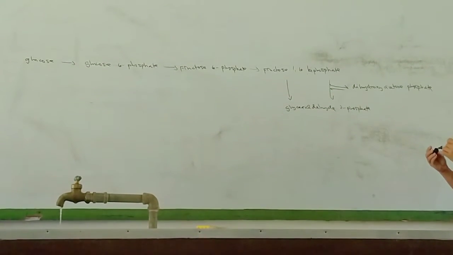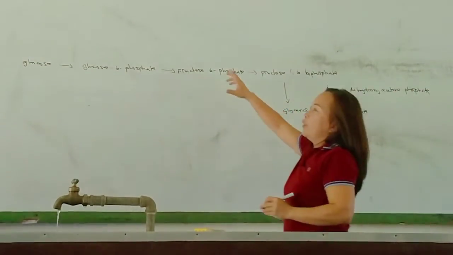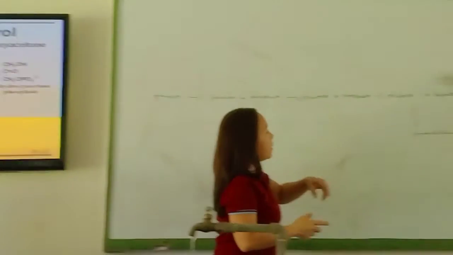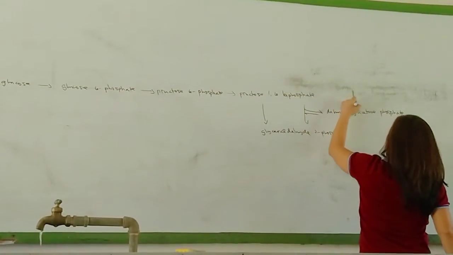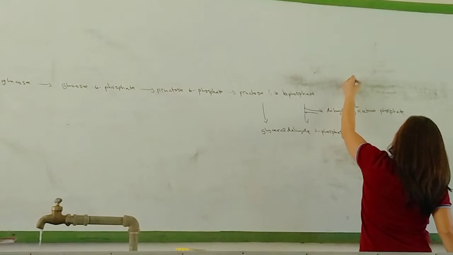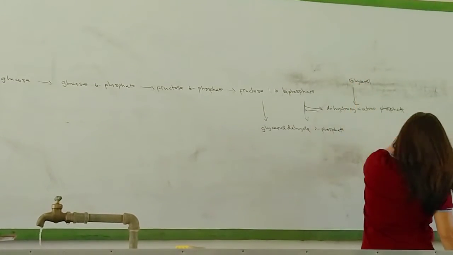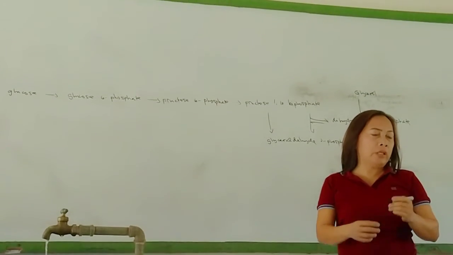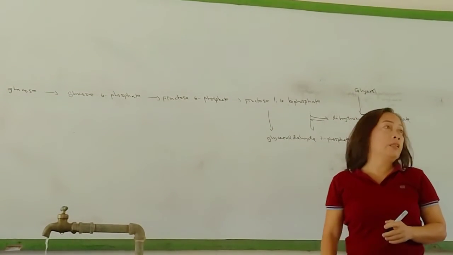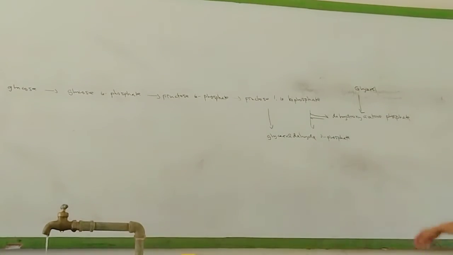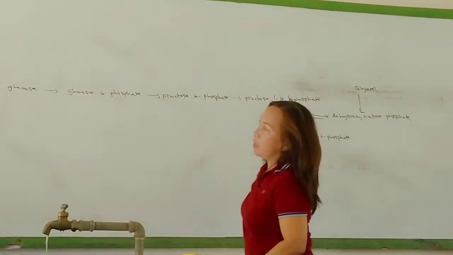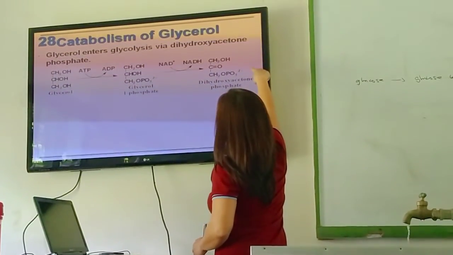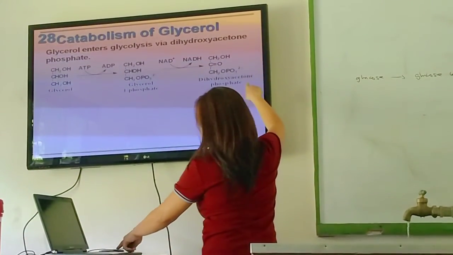Okay. Now, say, how is glycerol being broken down? Glycerol enters this. So, you have here glycerol. Where does the glycerol come from? From lipids. Broken lipids, say. You have glycerol, which can be used as energy. So, it enters into glycolysis. So, you have dihydroxyacetone phosphate.